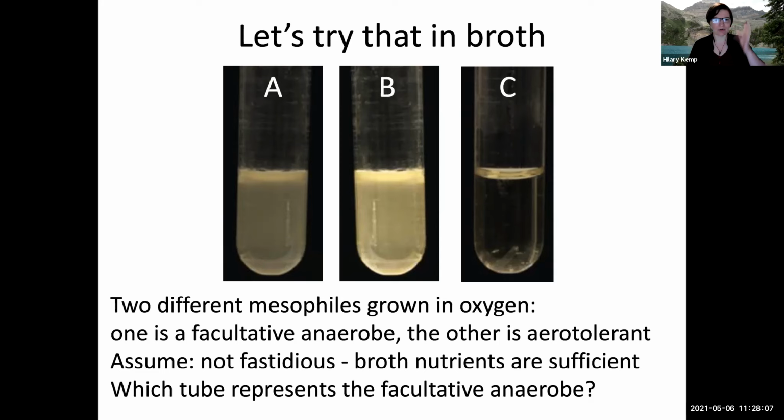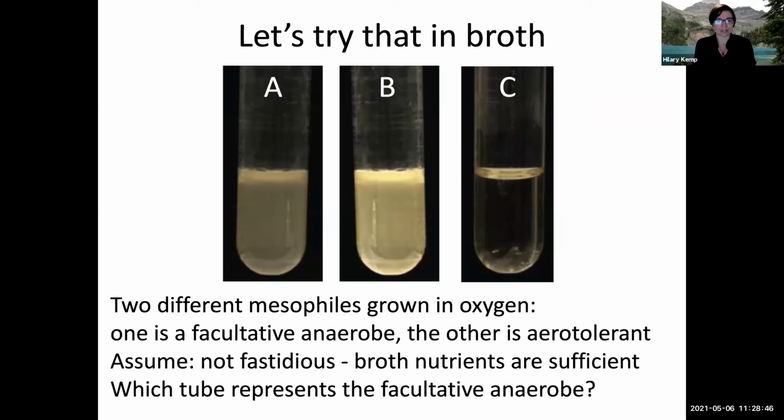Okay, so you're just taking broth and you put the microbe in it and you grow it either with or without oxygen. So clearly when there's no growth, whatever condition it's in, it's dead. And when there's a lot of growth, it was happy. And when there's medium growth, it was sort of medium happy. So we take two different mesophiles, two different species that are mesophiles. We grow them in oxygen. One is a facultative anaerobe and the other is aerotolerant. You can assume the broths are fine, that we're not doing some sort of trivial thing where they're fastidious and going to be dead in this type of broth. This is a broth they could use if the conditions are right.